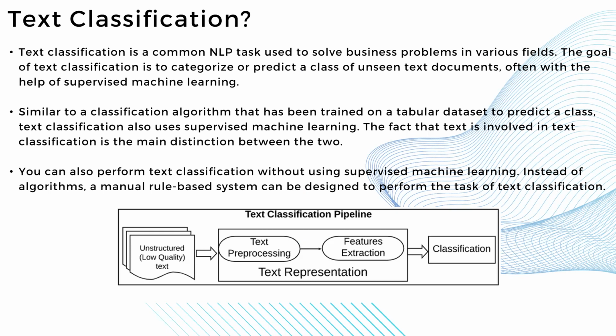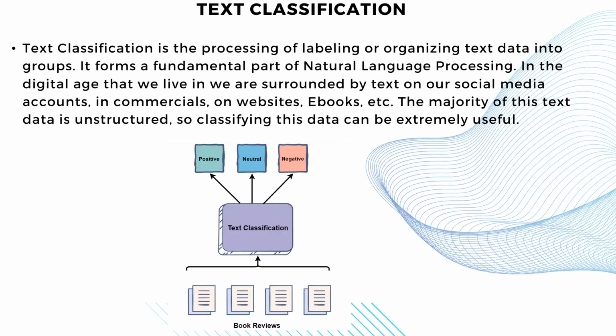Here we can see a structure diagram where unstructured, that is low quality, text is pre-processed, meaning text pre-processing is done, then goes into feature extraction, which we call text representation, and is then classified. This is called a basic text classification pipeline. Further, text classification is also a fundamental of natural language processing. In the digital age that we live in, we are surrounded by text on our social media accounts, in commercials, on websites, ebooks, etc. The majority of this text data is unstructured, so classifying this data can be extremely useful.